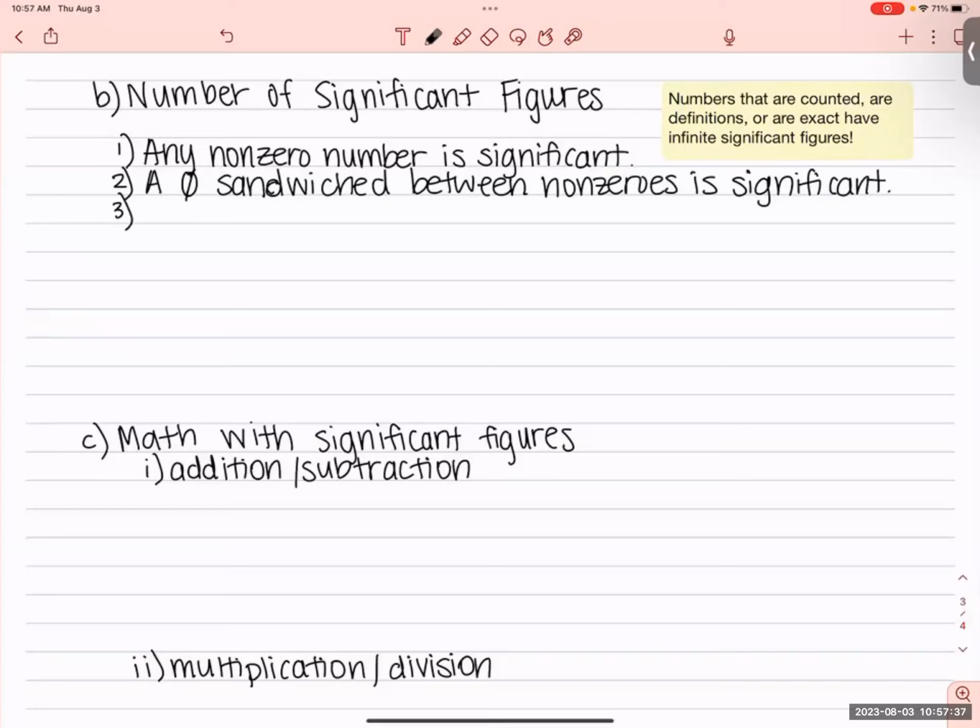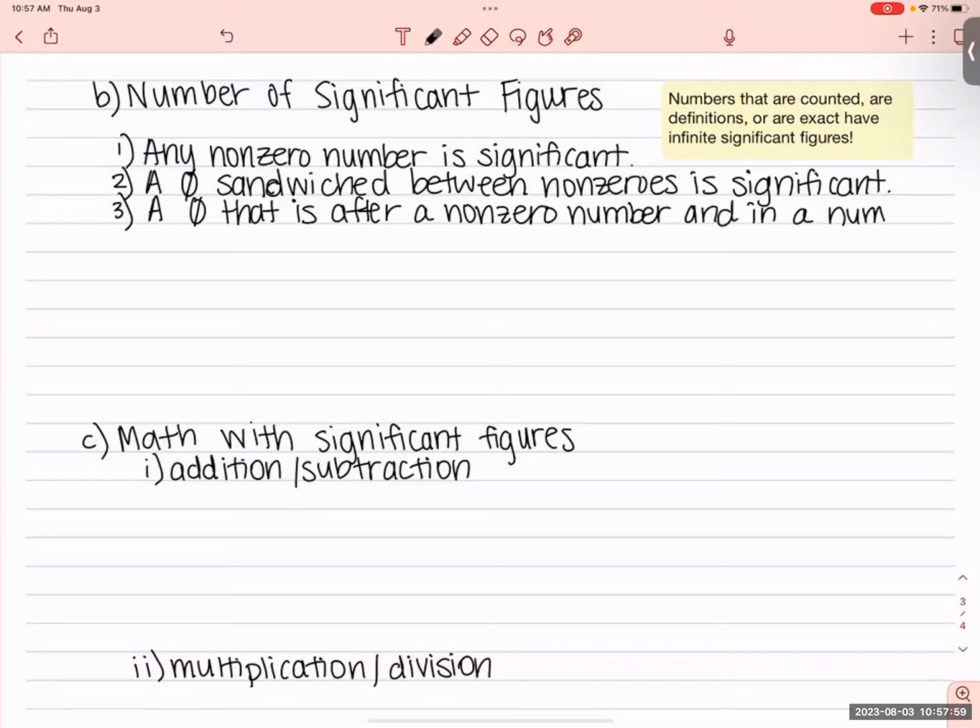And last, a 0 that is after a non-zero number and in a number with a decimal is significant.